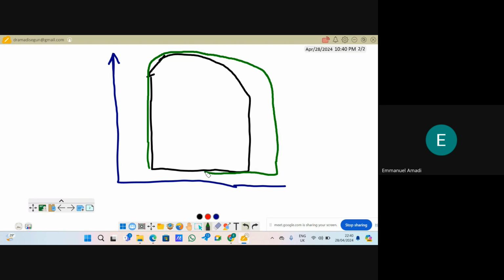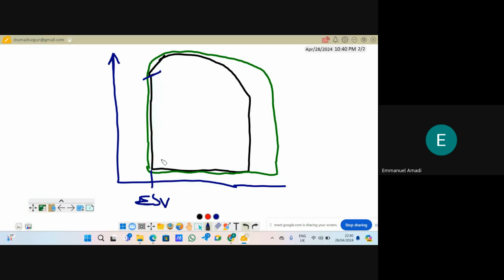Now, if I'm to ask you what is the difference between this green and the black, understanding that here is the end systolic volume. Why would this be the end systolic volume? Because this is the volume of blood in the heart after systole. This is where systole ends when the aortic valve closes. That is where systole ends. So this is the end systolic volume.